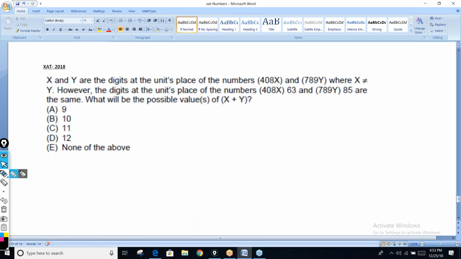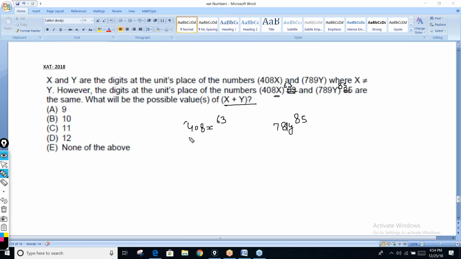In this question, x and y are digits at the unit place of the numbers 408x and 789y, where x is not equal to y. However, the digits at the unit place of the number 408x raised to power 63 and 789y raised to power 85 are the same. The unit place digit is the same. The unit place of x raised to power 63 and the unit place of y raised to power 85 is the same. What will be the possible value of x plus y?